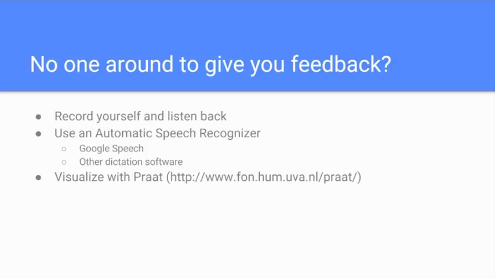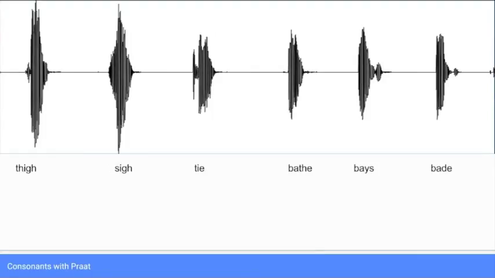Another good thing to do is visualize your pronunciation with Praat. I have the link up here. It's a free piece of software. There are some other visualization pieces of software out there, but Praat is definitely the most accessible and the most powerful in terms of what kind of stuff it can tell you. So here's kind of a basic overview of me pronouncing several words with the TH and contrasting consonants.